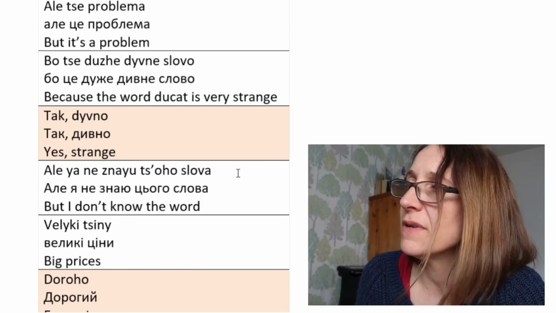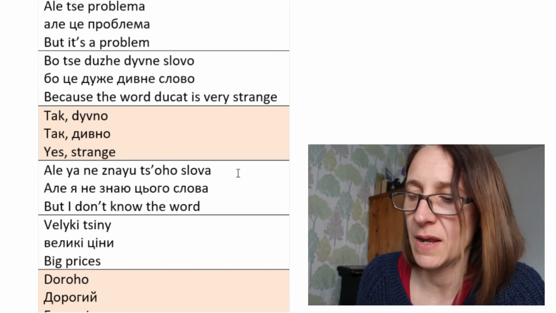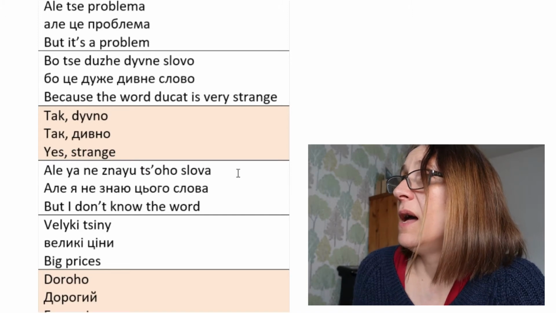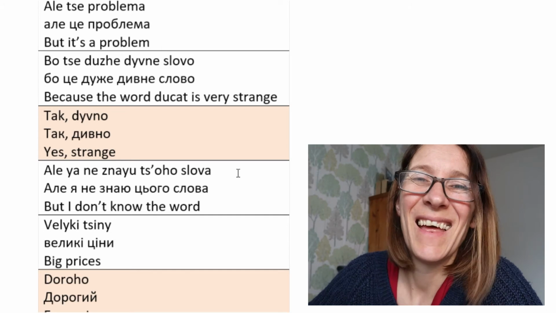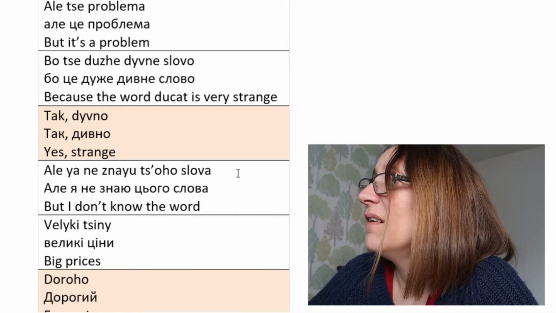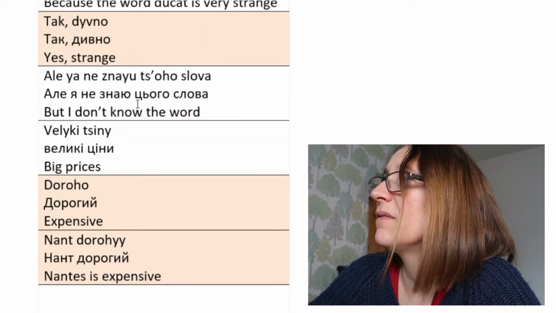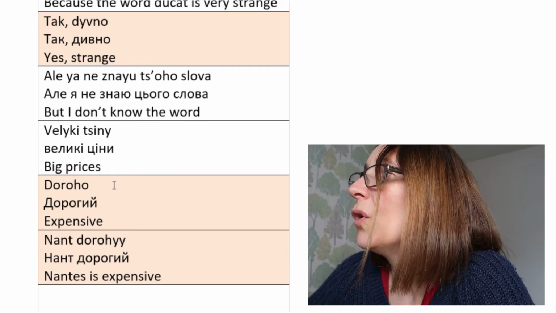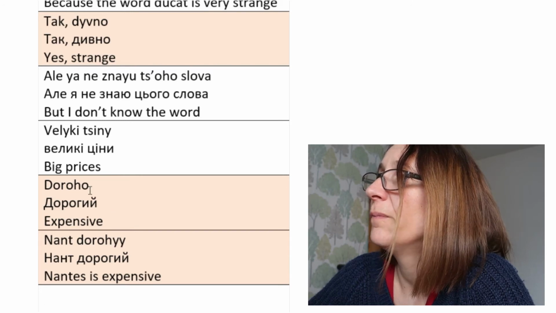What I'm going to do later is come and reproduce this dialogue, but without reading it. Obviously, I'll do a terrible job, but that's learning for you. Okay, veliki ceny. So I'm trying to elicit the word expensive. Veliki ceny. Doroho. Doroho is expensive.